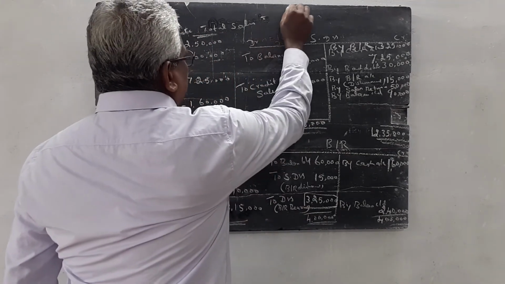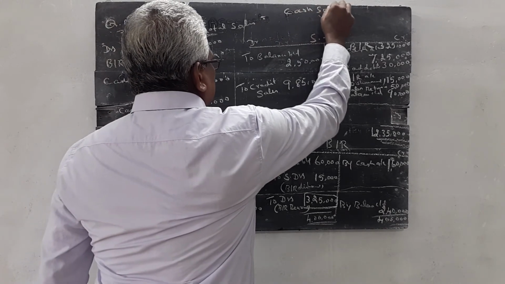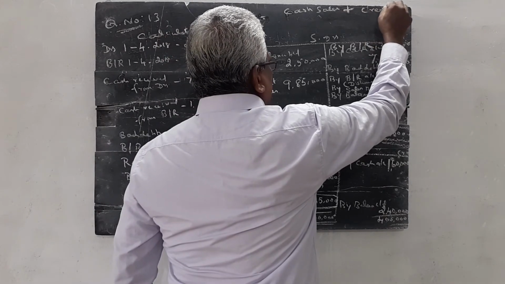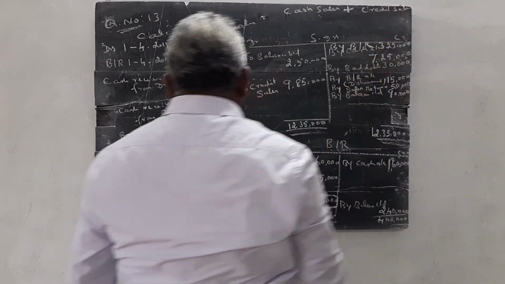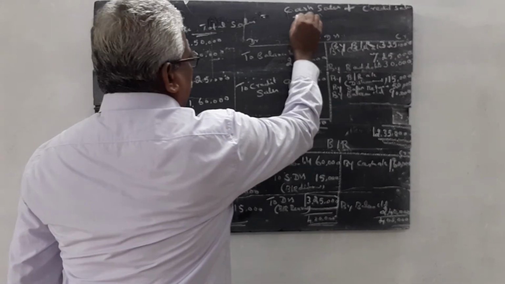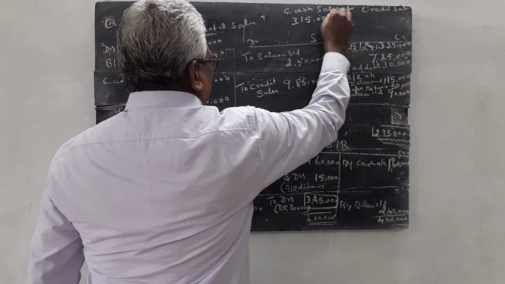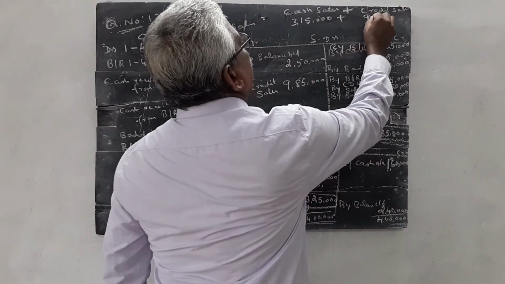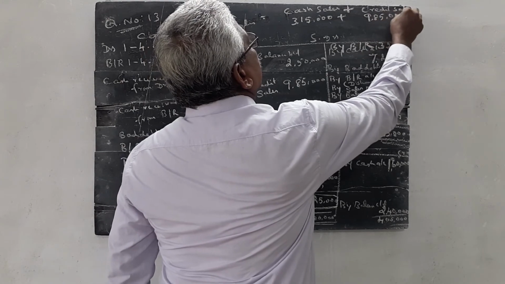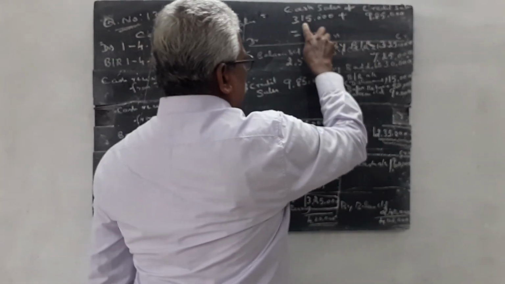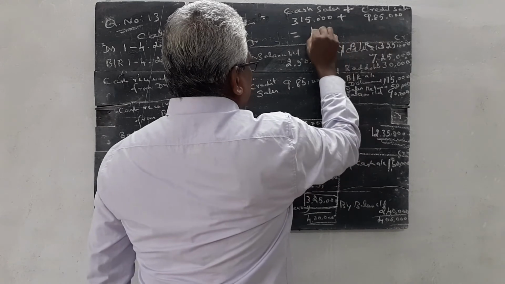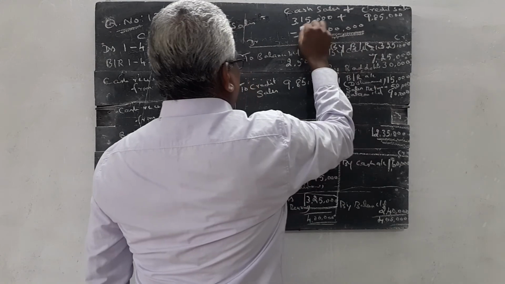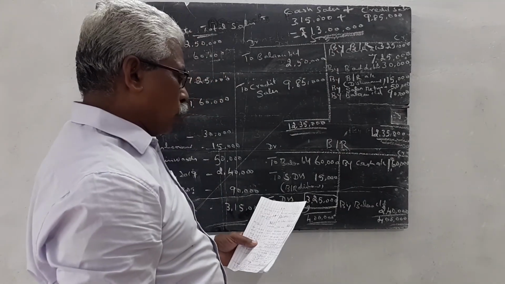Then we calculate the total sales. Total sales is equal to cash sales plus credit sales. Cash sales is given in the question, 3,15,000, plus credit sales 9,85,000, is equal to 13 lakhs rupees. Rupees 13 lakhs is the total sales.